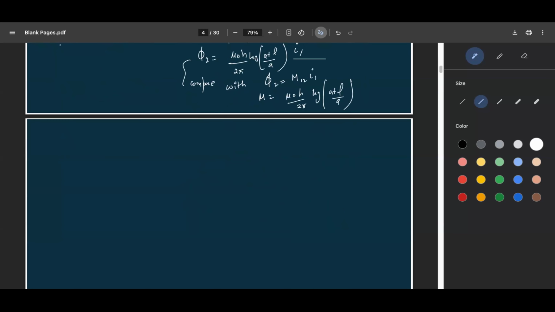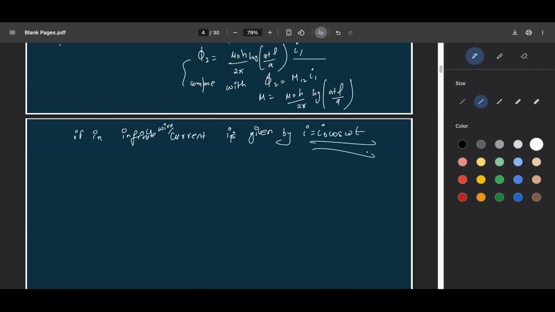Okay, now let me get to the next point. I'll just write it. If the current in the infinite wire is given by I equals I naught cos omega t.